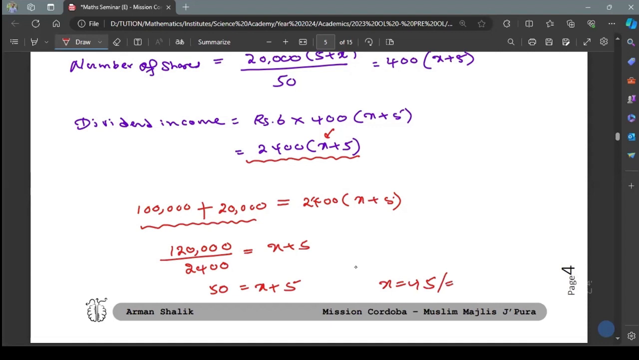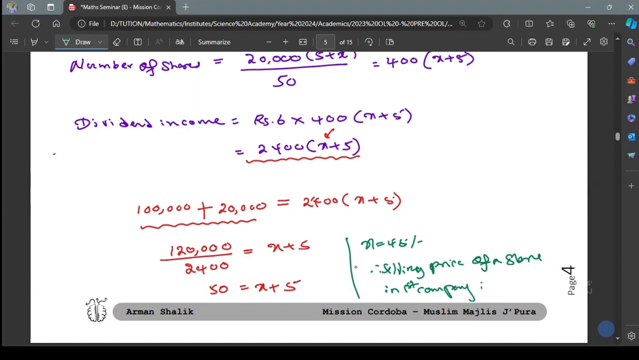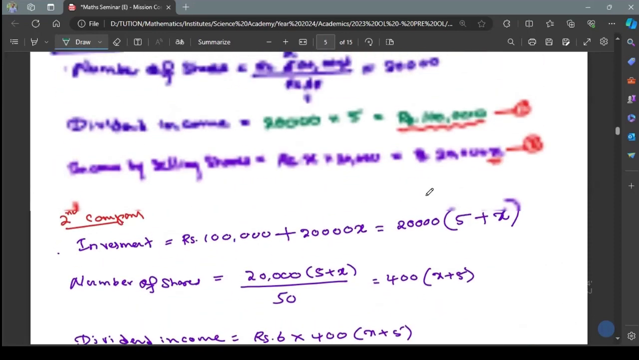So what is this X, Puta? Selling price of a share in the first company. You have to write that sentence to keep the answer, because X is a value that we introduced to the question. So we can't keep the answer in terms of X. You have to write X equals 45. Therefore, the selling price of a share in the first company is 45 rupees. You have to put the rupees unit, 45 rupees. So that's how you have to solve the question.